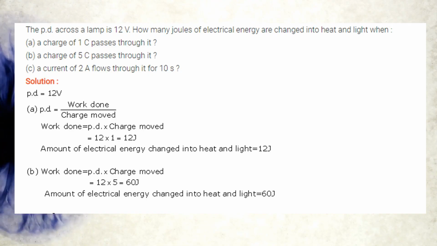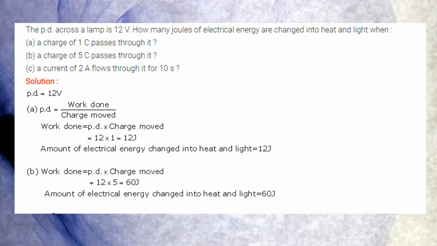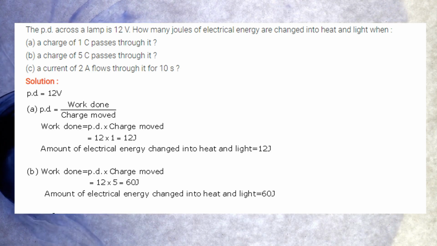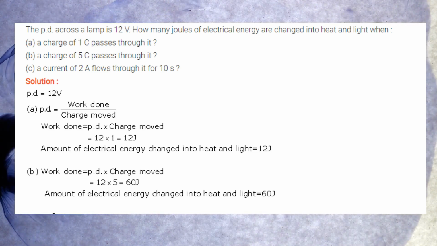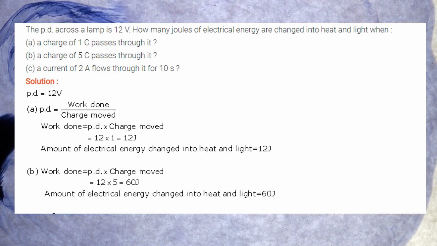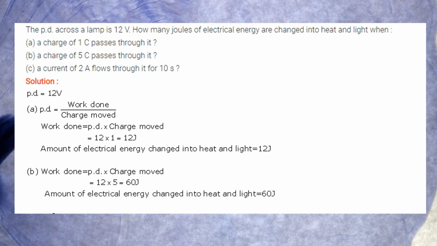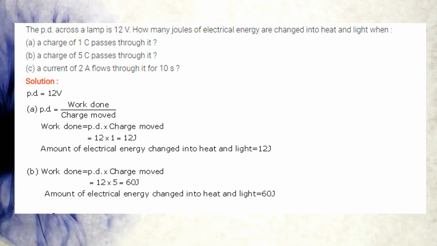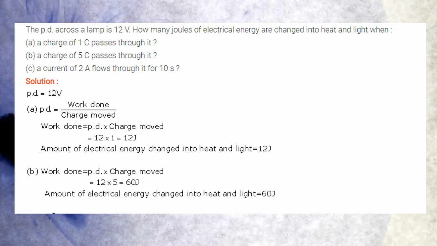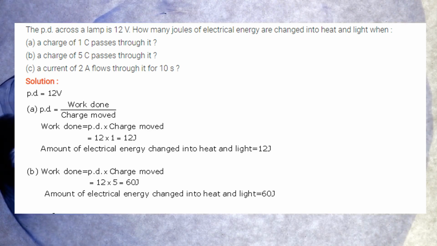The P.D. across a lamp is 12 V. How many joules of electrical energy are changed into heat and light when a charge of 1 C passes through it? A. P.D. equals work done upon charge moved. Work done equals P.D. times charge moved equals 12 times 1 equals 12 J. Amount of electrical energy changed into heat and light equals 12 J.